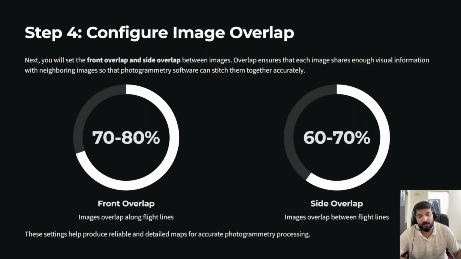Step 4. Configuring image overlap. Next, you will set the front overlap and side overlap between images. Overlap ensures that each image shares enough visual information with neighboring images so that photogrammetry software can stitch them together accurately. Typical survey missions use around 70 to 80% front overlap and 60 to 70% side overlap. These settings help produce reliable and detailed maps.